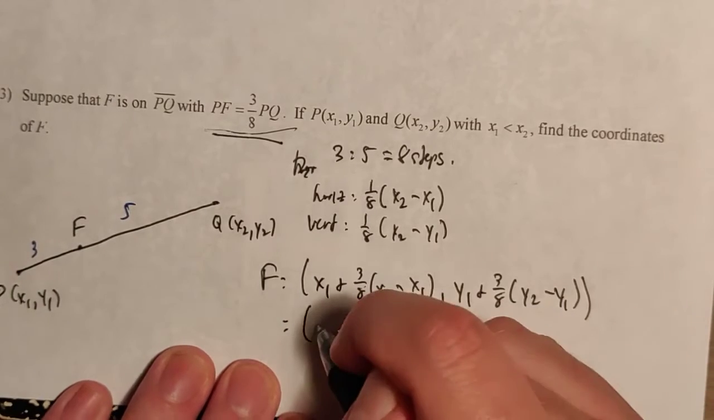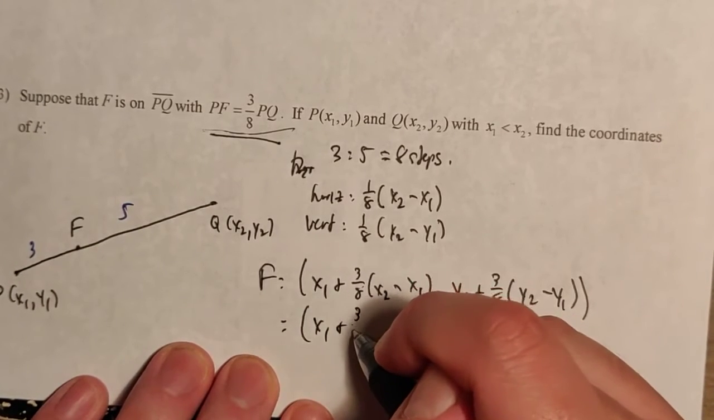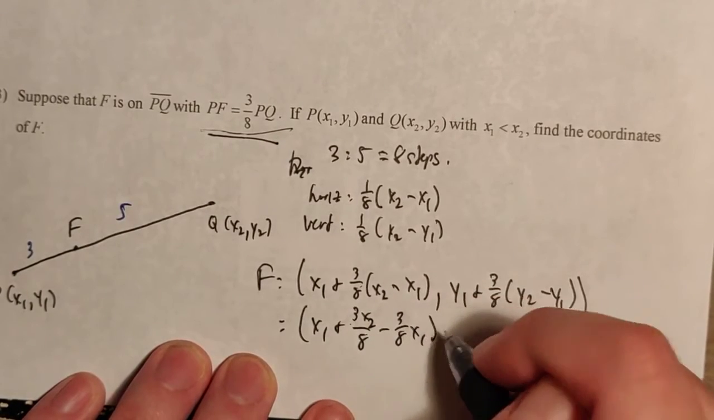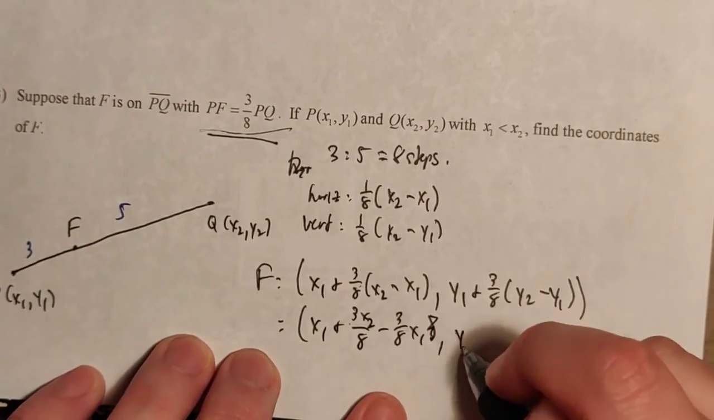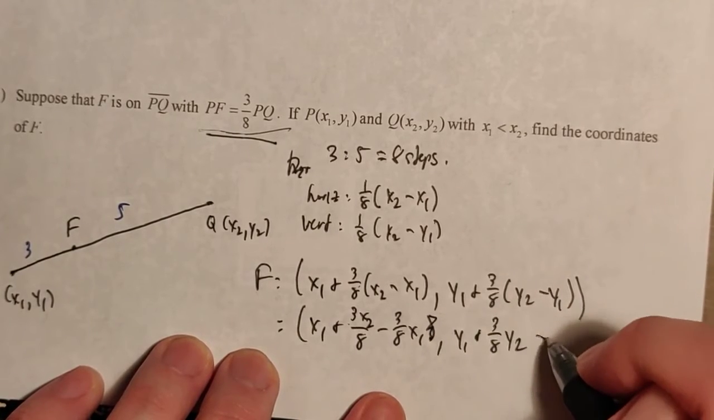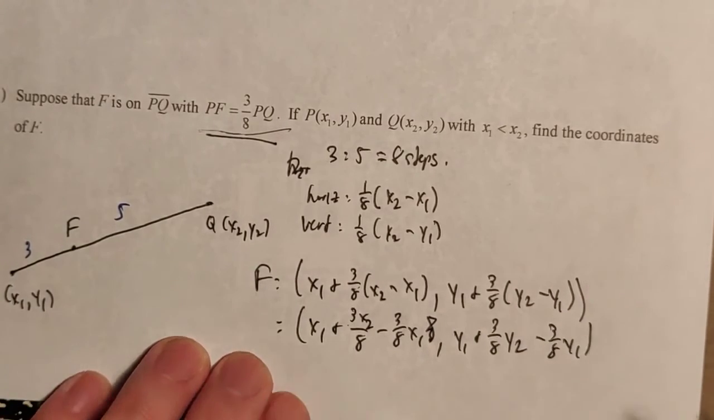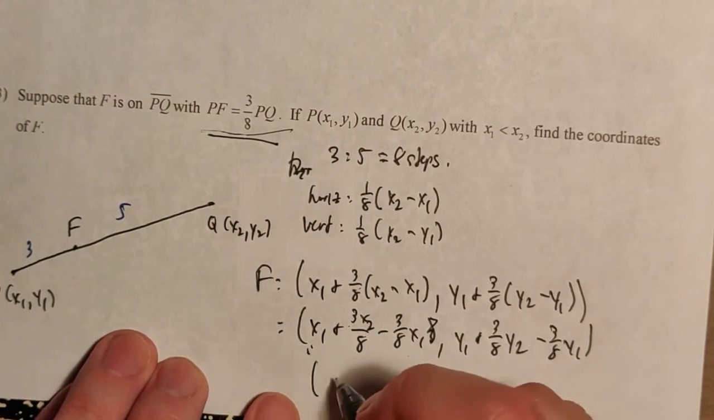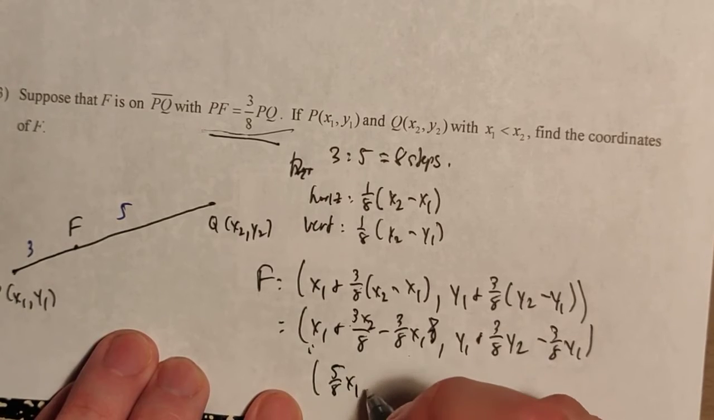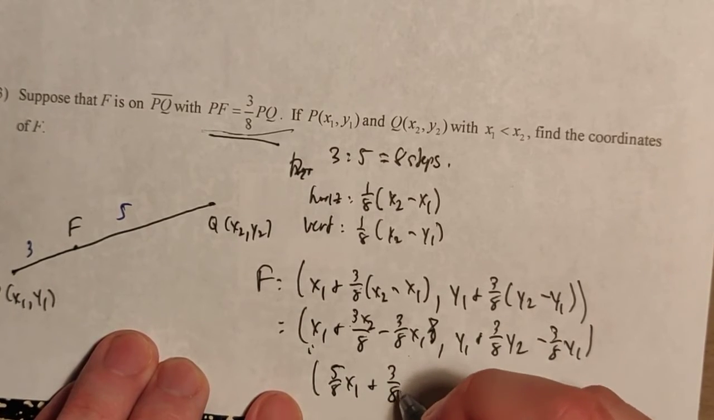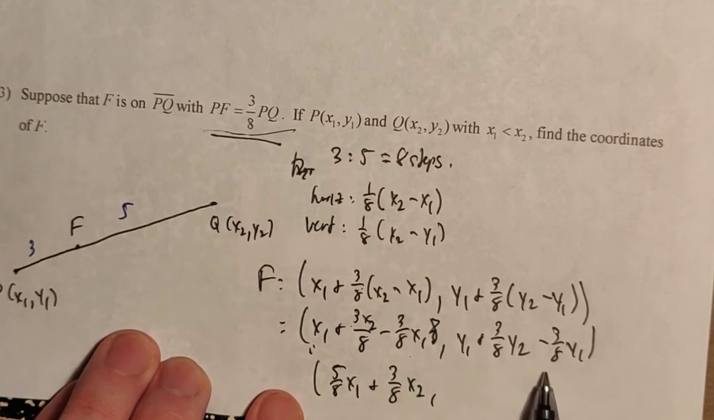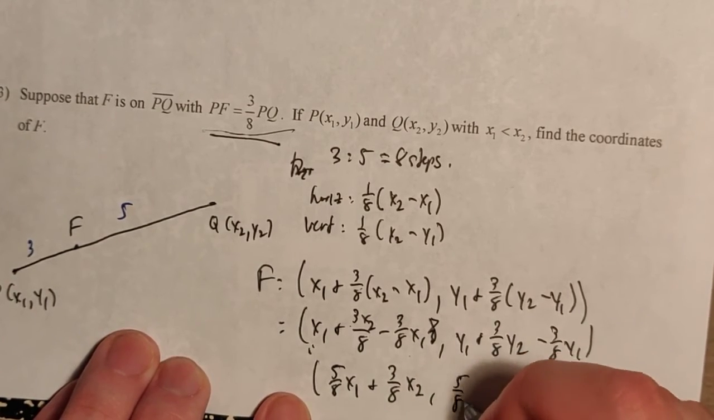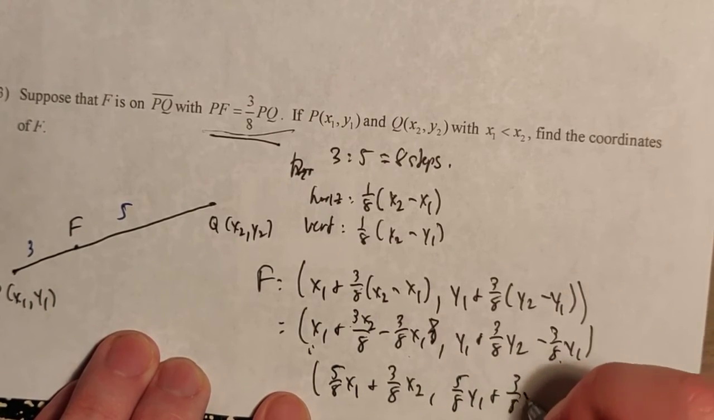So now we can go ahead and set this up here. There's going to be x1 plus 3x2 over 8 minus 3/8 x1. And then this is going to be the same thing, y1 plus 3/8 y2 minus 3/8 y1 here. And note that in this situation, we have a full x1 minus 3/8 of it. That yields us 5/8. So it's going to be 5/8 x1 plus 3/8 x2. And the same is going to occur here. We have a y1 here minus 3/8. So it's again 5/8. So it's going to be 5/8 y1 plus 3/8 y2.